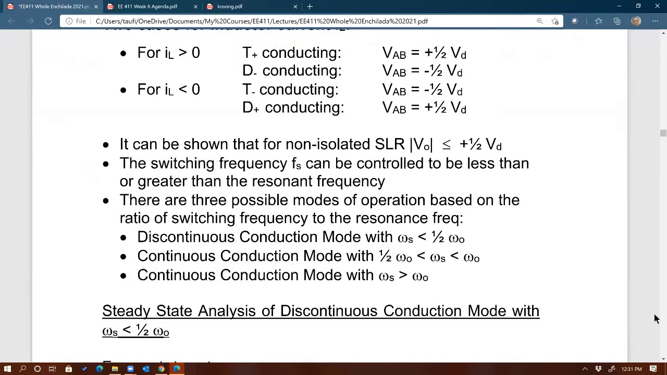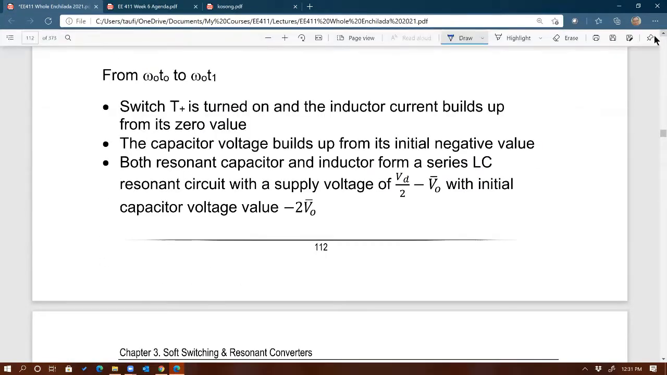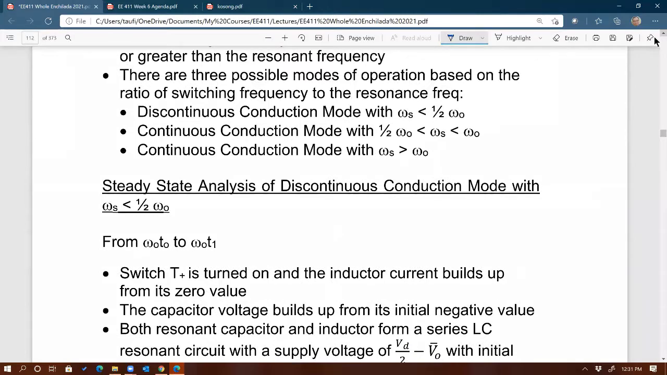So then we have the three modes: discontinuous conduction mode, depending on how big the switching frequency is compared to the resonant frequency. Then you can get three different modes. So not just states; these are modes, different from the previous resonant circuit, right? Here we have three different modes. Discontinuous conduction mode happens when omega s is less than half of omega naught.